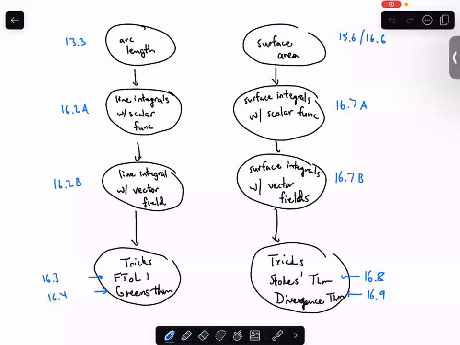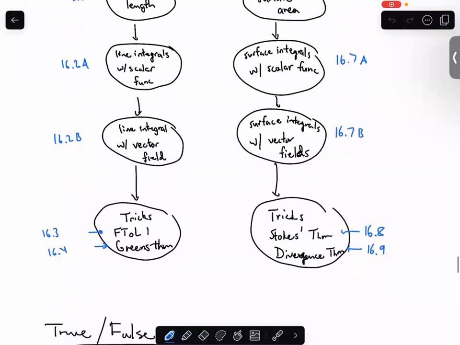We then said, well, chapter 16 has something to do with vector fields, and that there's an upgrade for surface integrals in terms of vector fields, and that was flux. So 16.7 was all about flux. And now we are well into the tricks, right? These final two sections in chapter 16 are really specific cases of how you can evaluate surface integrals.